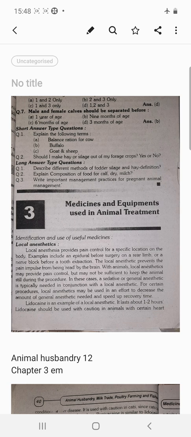As you see on your mobile screen, there is a nice picture. I give you a suggestion: take a screenshot and write the notes. So let's start.